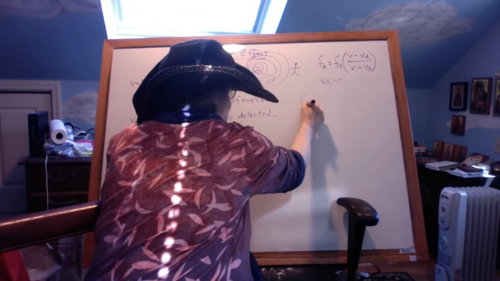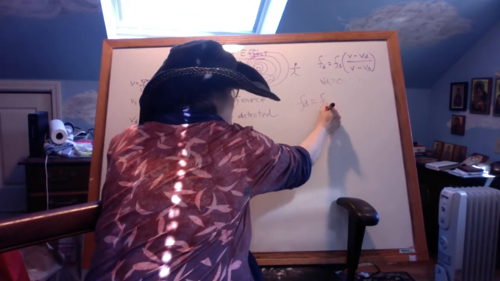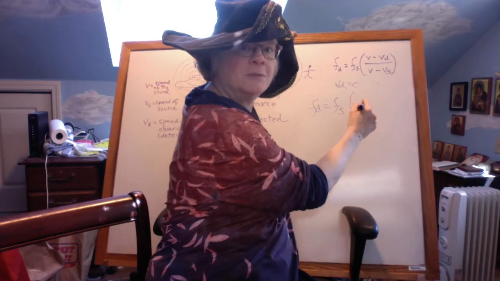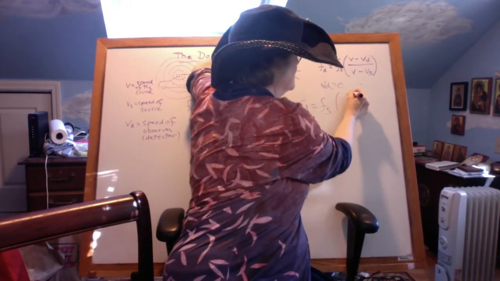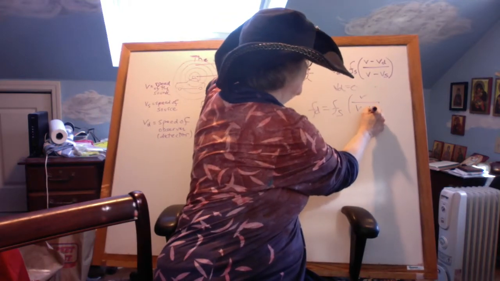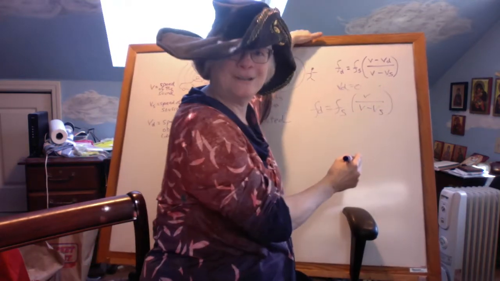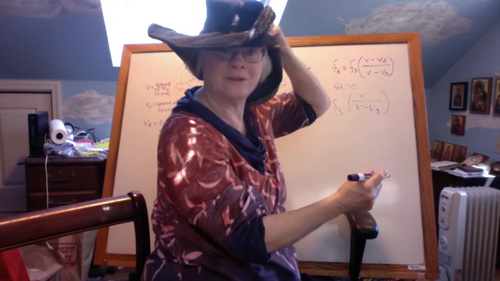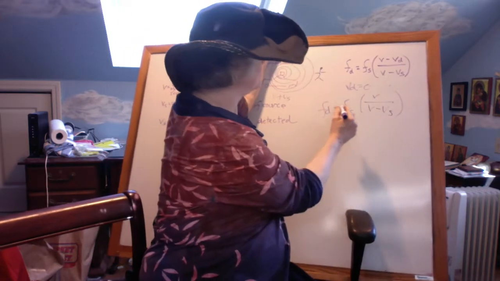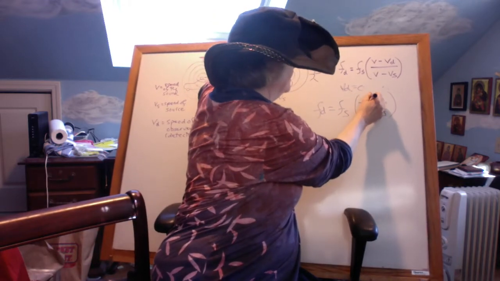The frequency of the detector equals the frequency of the source times v minus v sub d, but v sub d is 0, so it's just v, divided by v minus v sub s. Well, v sub s is not 0. We can't just get rid of it. So we can simplify this. How are we going to do that?